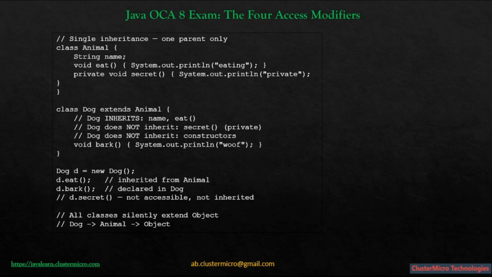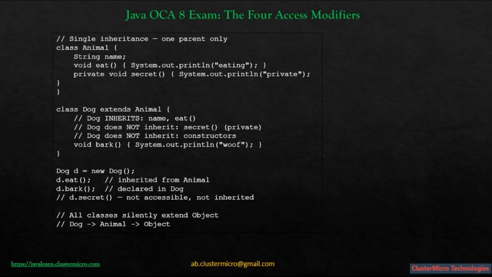And how do you use inherited members? Here we have Dog d = new Dog, then d.eat and d.bark. So d.eat is inherited, it works fine, and d.bark is declared in Dog. So d is a Dog object, and the eat method was declared in Animal but inherited by Dog. Calling d.eat works perfectly, and the bark method, declared in Dog itself, also works. From the caller's perspective, there is no difference between an inherited method and one declared directly in the class.